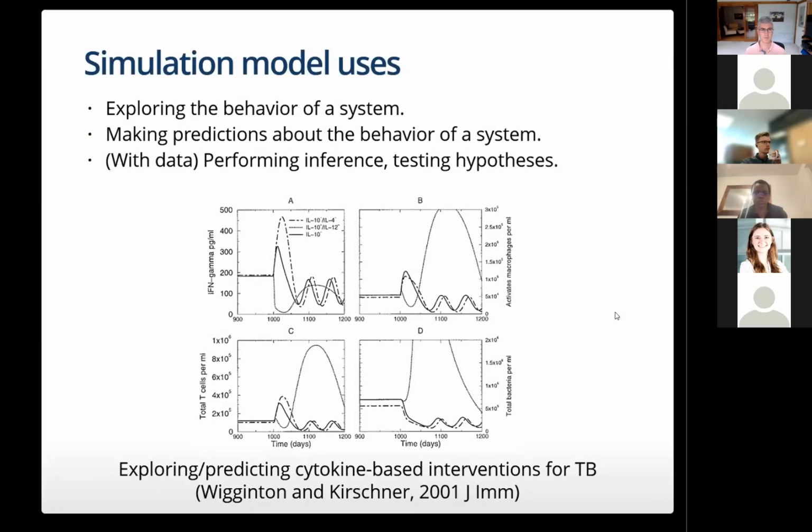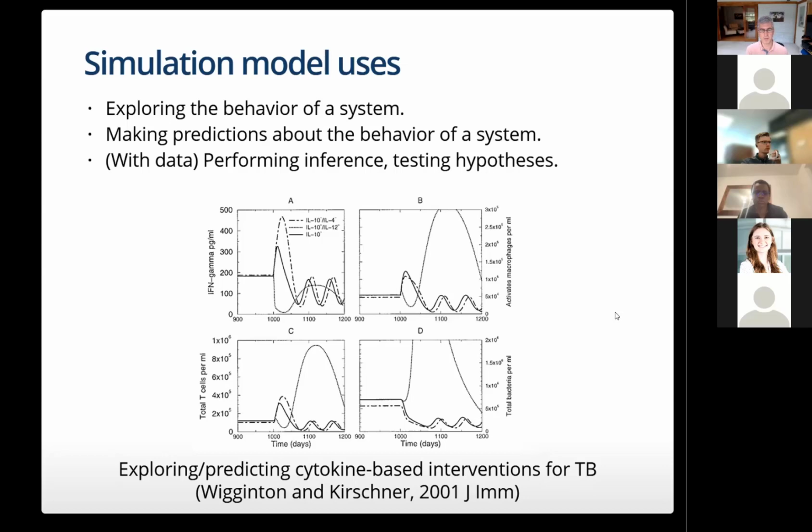Broadly speaking, you can use these kinds of models for different things. At the most basic, you can just explore the behavior of a system. So if you know a system well enough to build a model, but you don't fully understand its behavior as you change inputs, then you can build these models and use them to explore what might happen.